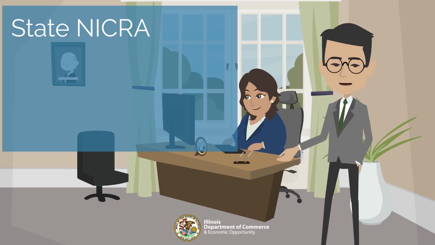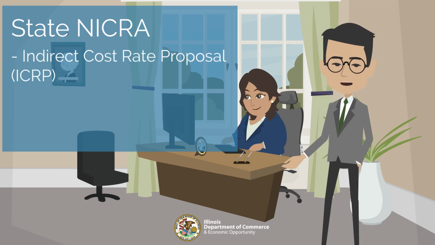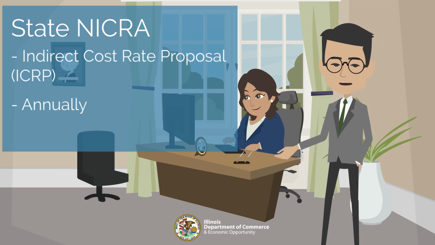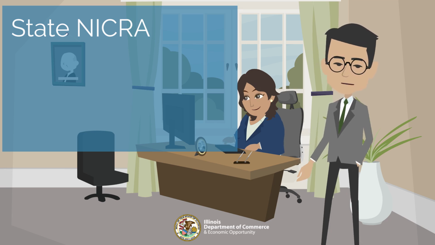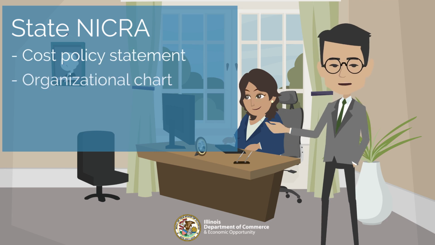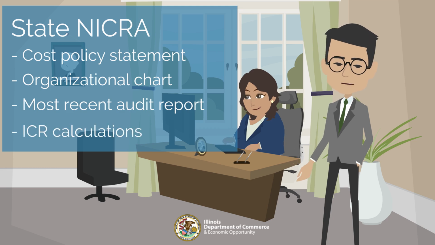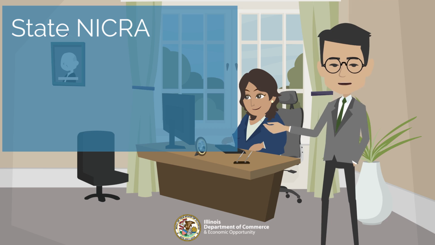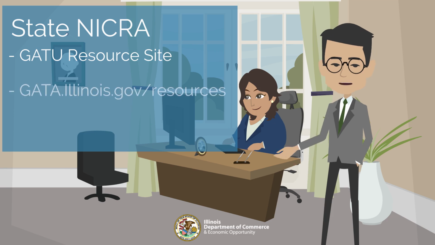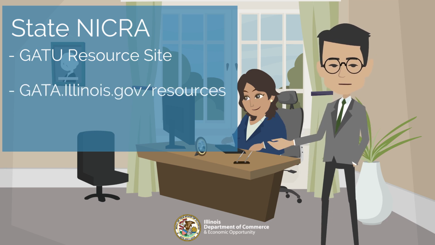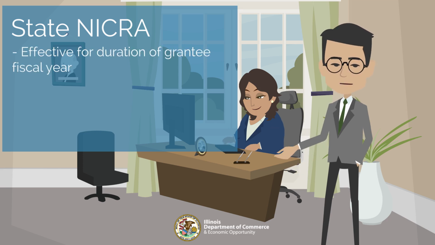The state NICRA requires grantees to develop and submit their indirect cost rate proposal, or ICRP, to the state of Illinois annually for review. In addition, the state negotiated rate requires a cost policy statement, an organizational chart, the most current audit report, and a spreadsheet showing indirect cost rate calculations. This spreadsheet is available on the GATA resource page. You can access this spreadsheet by visiting gata.illinois.gov/resources.